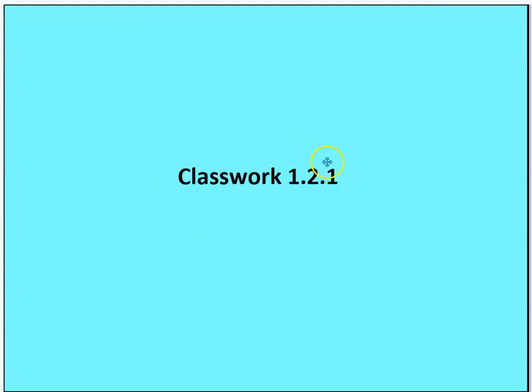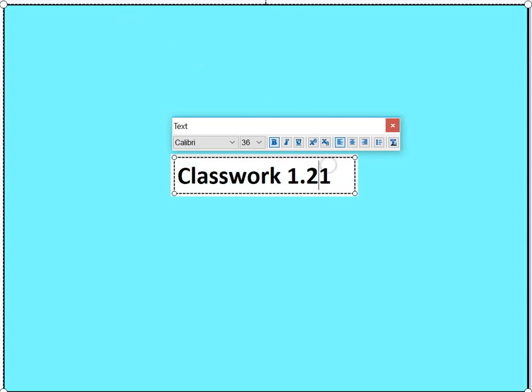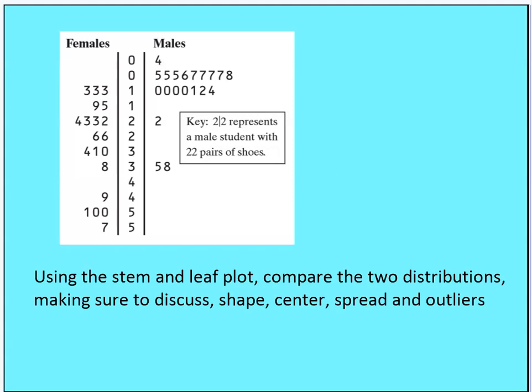Right, so this brings us to our classwork. It should be 1.2.2. So using the stem and leaf plot, compare the two distributions, making sure to discuss shape, center, spread, and outliers. So I'm going to give you a moment to copy this down, and then we're going to move on.